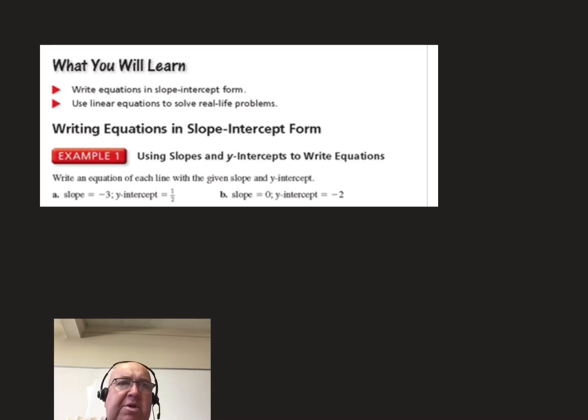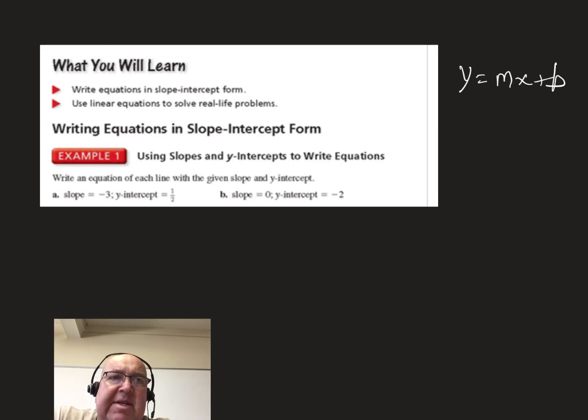In Chapter 4, we're going to be looking at different ways to write equations of lines and different forms of equations. We're going to start off still using the slope-intercept form of a line, y equals mx plus b. And we're going to be given some information. We may have to do some mathematical calculations to get our equations. But this first example is we're given the slope and the y-intercept.